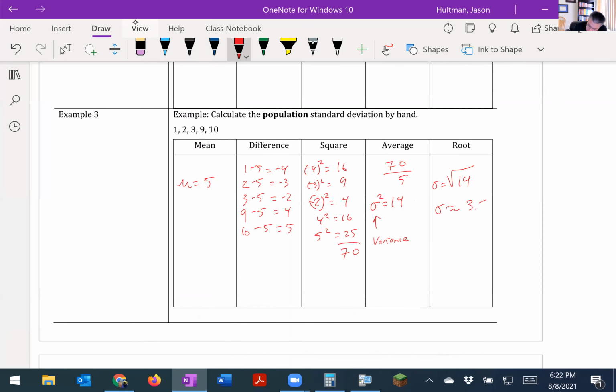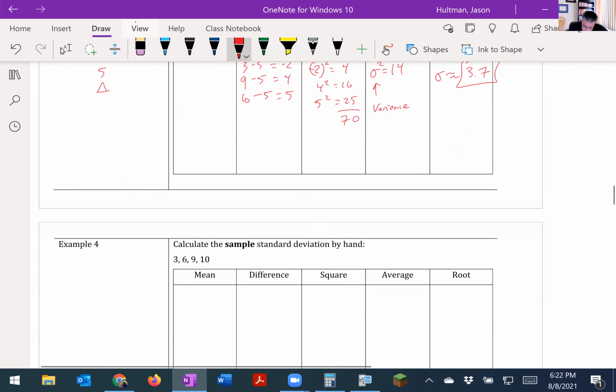So on average, where was the mean? The mean was 5, the balancing point. And on average, we're about 3.7 units away, right? So these values are much more spread out than the other values we had. The average amount of distance that all the data points are from the mean is 3.7 units. So that's our measure of spread, how spread out.